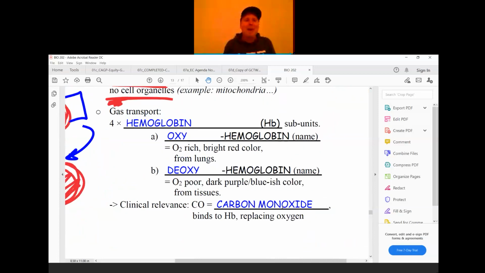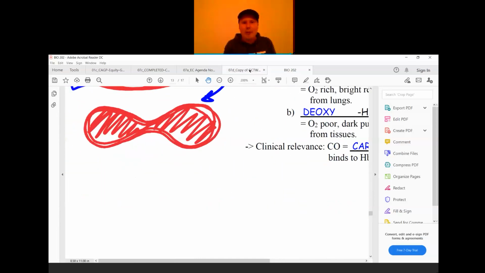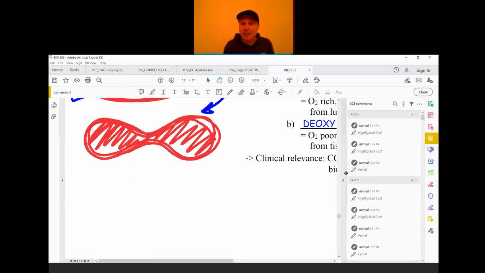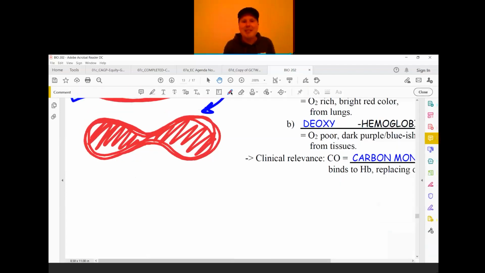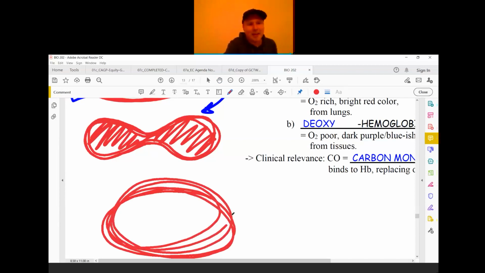We're also going to talk about what it looks like in terms of the color. And when we talk about its color, let's draw a red blood cell here again. I keep losing my tools. I'm so sorry about that. So let's draw a quick diagram. This is a red blood cell. Round cell.